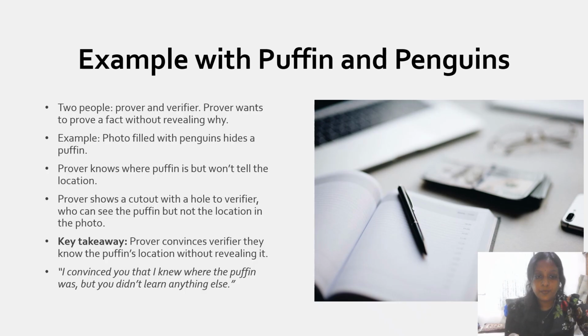So here the key takeaway we can get is I am a prover and I have convinced you, that is, you are the verifier in this case, that you're going to verify whether whatever I'm going to say is true or not. So I have convinced you that the puffin's location is known to me without even revealing the exact location to you because you have seen the puffin through the hole. So yes, the verifier has been convinced by the prover. This technique is known as zero knowledge proof. This is a very simple example. This can be extended to cryptography, and we'll be seeing how in the later levels.